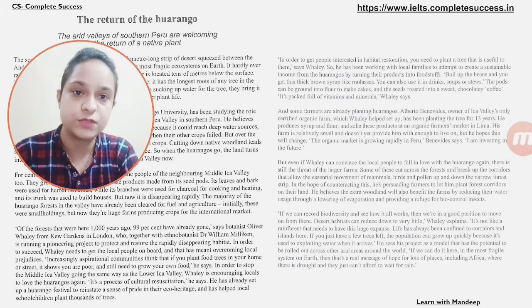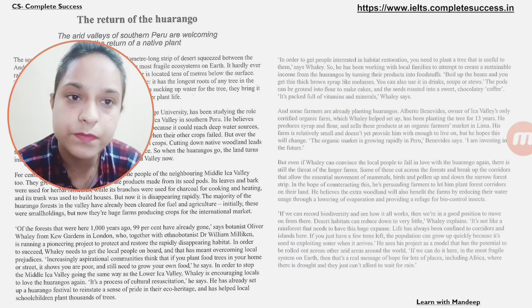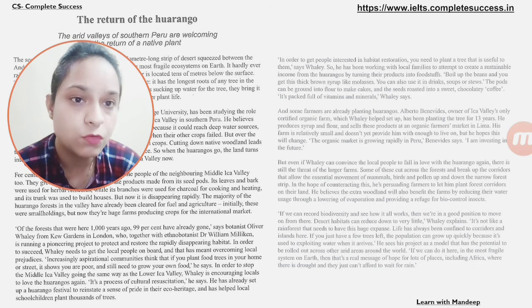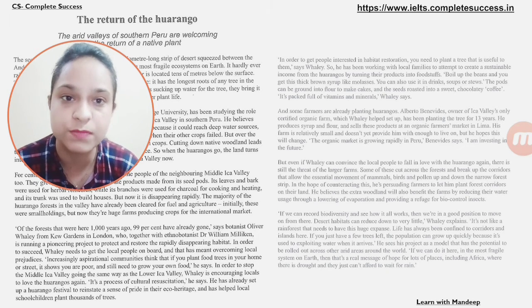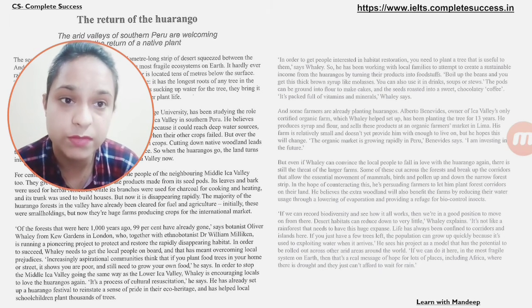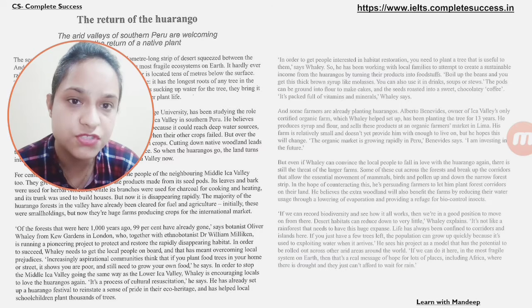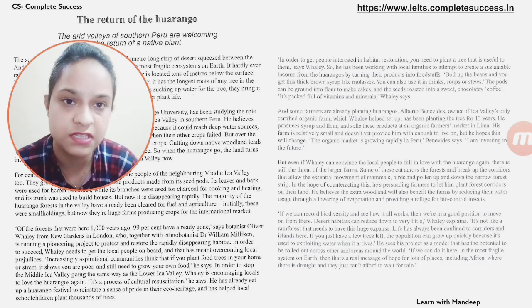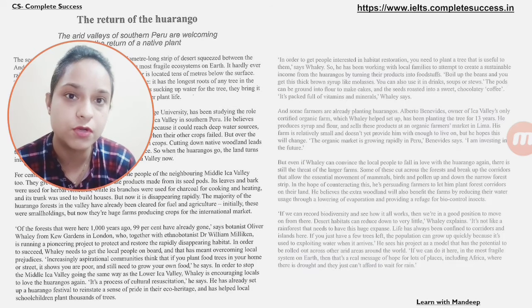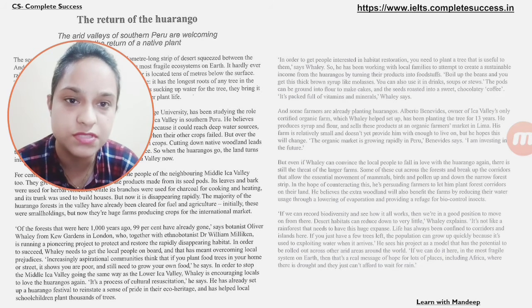So firstly, in the fourth paragraph, this is about who Oliver Valley is, and after that, in order to succeed, Valley needs to get to the local people. About local people it is mentioned, but nothing about the uses, that is, how to use it. Local people means overcoming local prejudice. Fruit trees: if you plant fruit trees in your home or street, it shows you are poor, but there is no description of uses. In order to stop the Middle-East Valley, Valley is encouraging locals to love Hirangos again, but still there is nothing mentioned about uses.